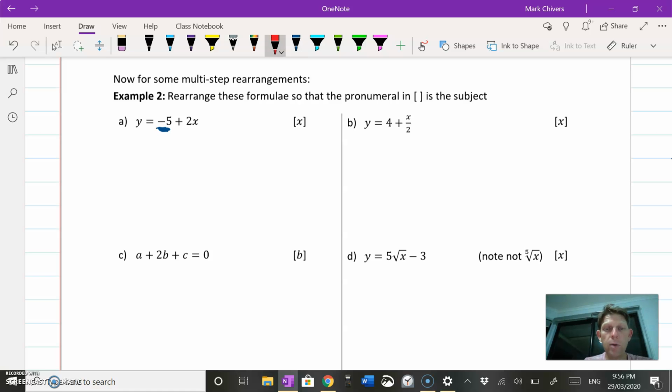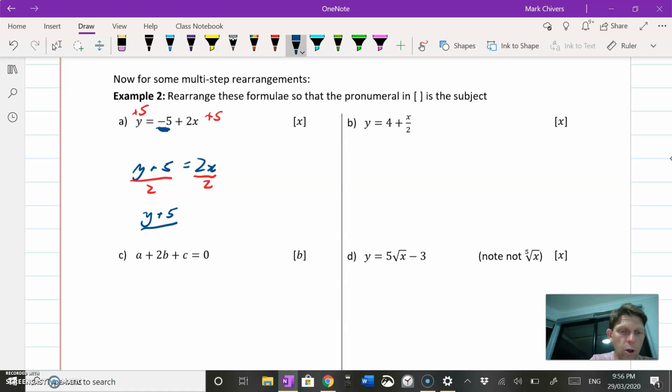So this minus 5 really looks like the thing that I could get rid of most easily. It's the furthest away from x. So the opposite of taking away 5 is to add 5. So I just add 5 to both sides. I'm going to end up with y plus 5 equals 2x. Now at this point I'm going to divide both sides by 2 to get x on its own, because that's the opposite, and we're going to end up with y plus 5 over 2 equals x.